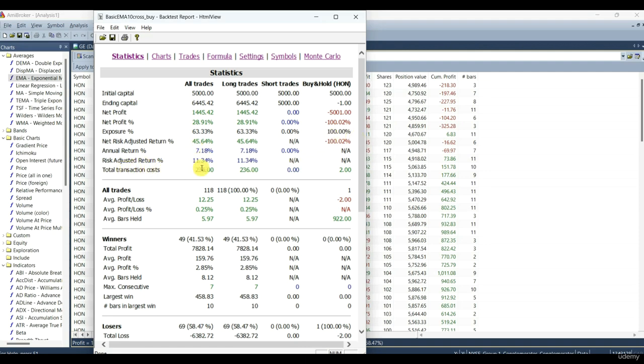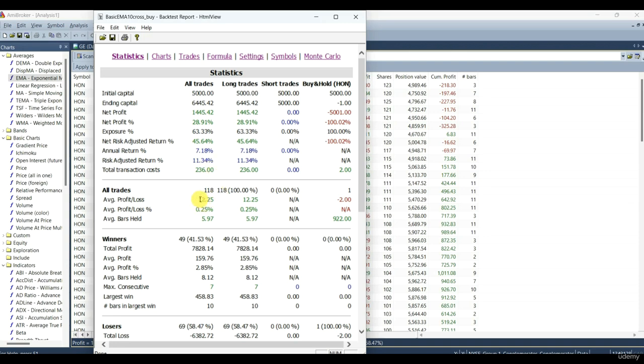Total transaction costs, very important, because as I said before, the transaction costs can turn a profitable system into a losing one. The calculation is easy. We entered into 118 trades, and because we set in the settings that we pay $1 to buy and $1 to sell, the transaction cost is double the number of trades. For every trade we buy and we sell, that's $2. So 118 multiplied by 2 is 236.